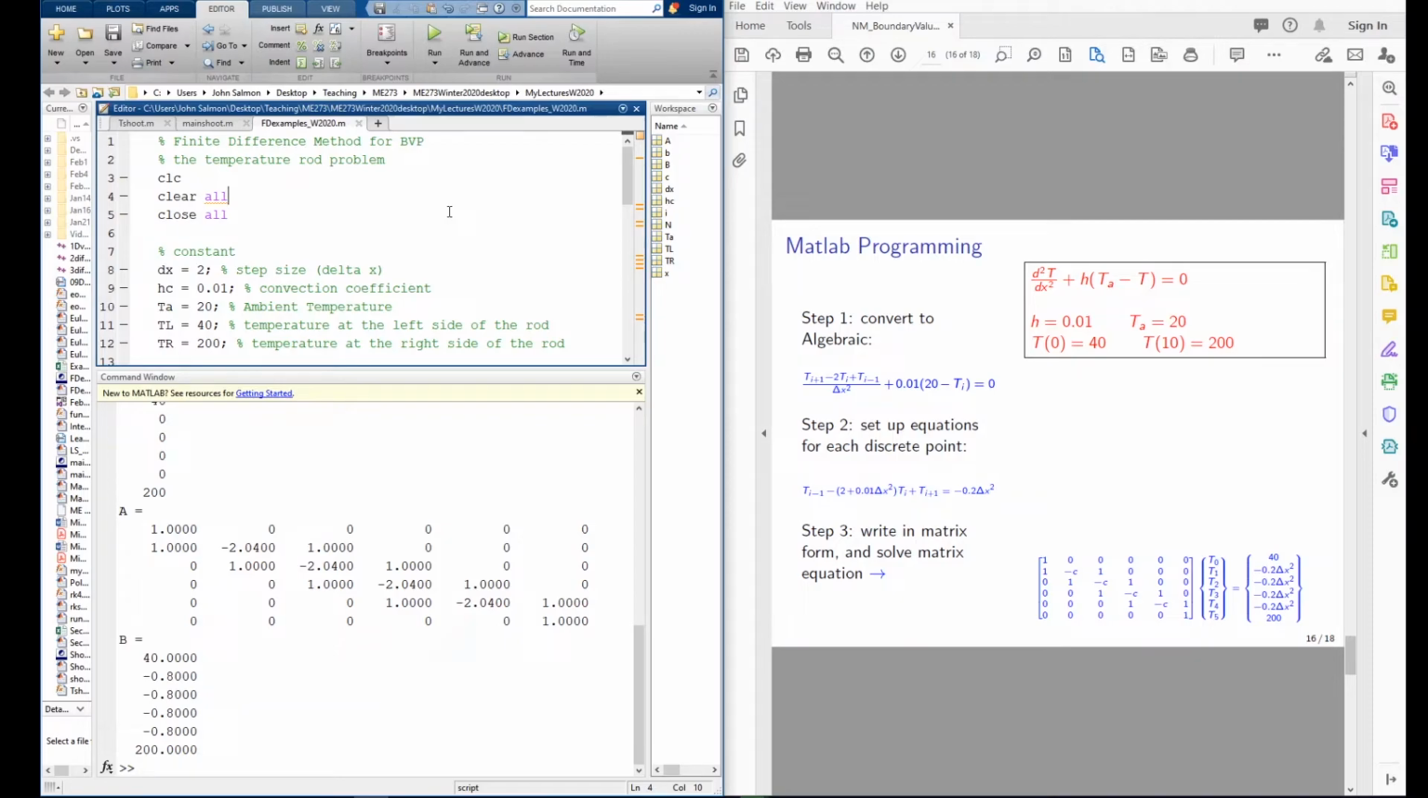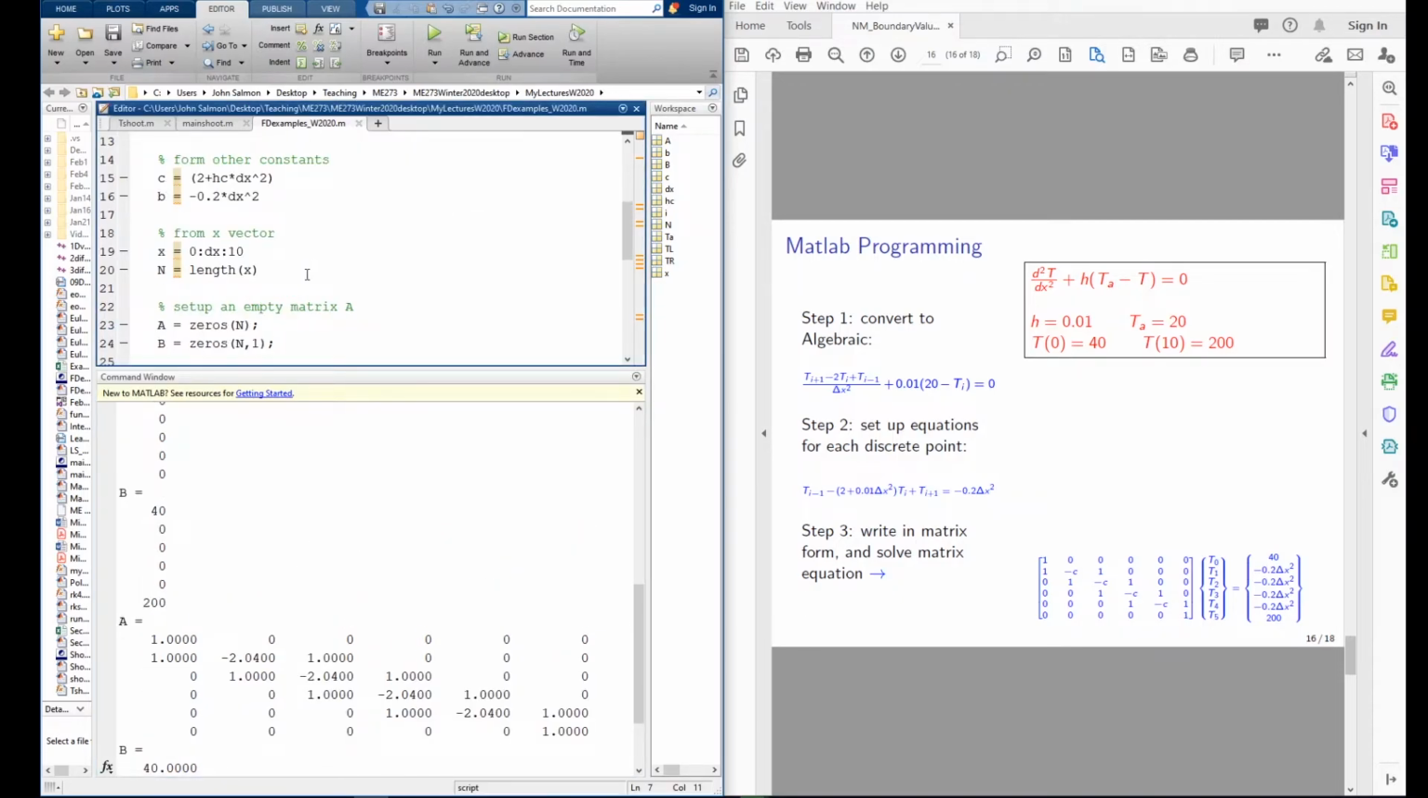Okay, I don't necessarily care about looking at B right then, so maybe I'm going to come in here and suppress little b, little c, my x vector, my n, okay, and all these quantities right here.